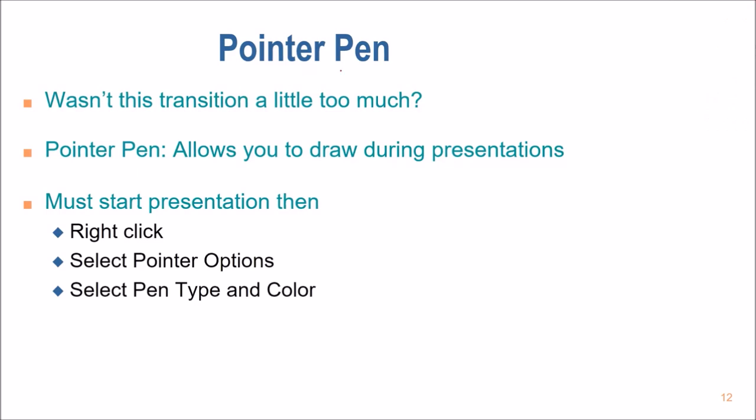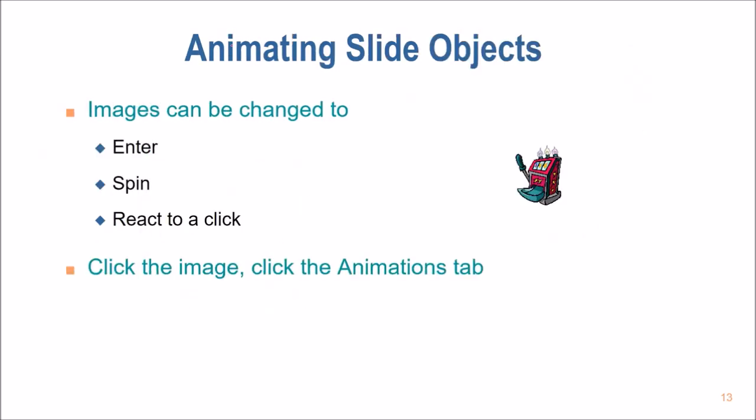Then the pointer pen. The pointer pen allows you to draw during a presentation. I am showing you the PowerPoint presentation, and this is my pointer pen. See, I can write A, I can write B, I can write 2, 3, like this. I'm using my mouse as a pointer pen. You must start the presentation, then right-click. You can select the pointer options, select pen type and color. This you can do.